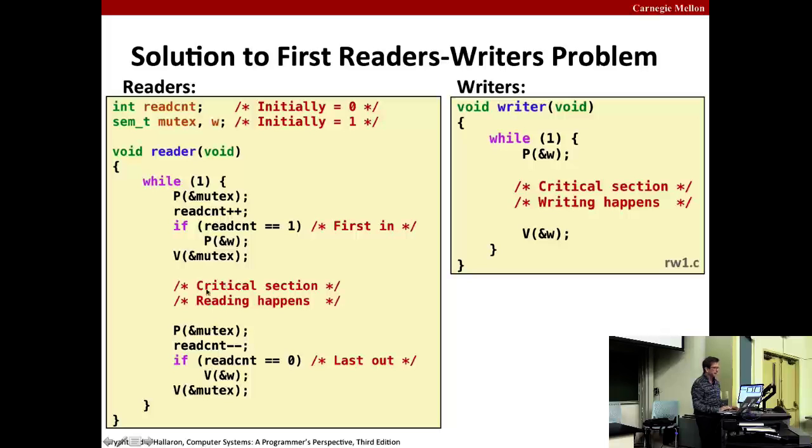Now after we read, we want to decrement the number of readers. So we acquire the mutex on read count, we decrement read count, and then we check to see if we're the last reader. If there are no more readers, in other words, if read count is 0, then we can release the mutex for the writer, so that writers can access that resource. And after we release the writer's mutex, we release the mutex for read count.